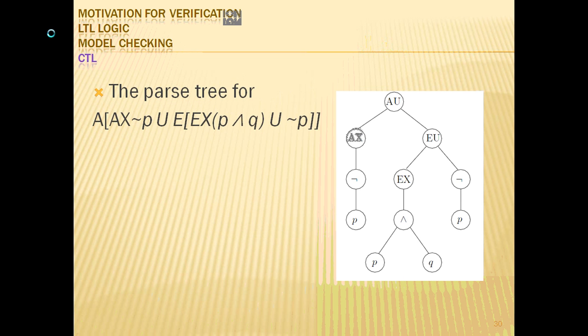Now let's see an example of the parse tree of the given CTL formula. As specified, negation binds most tightly, followed by AND, then come the temporal connectives EX, followed by EU and AX, and at the end the two subtrees are combined using the connective AU.